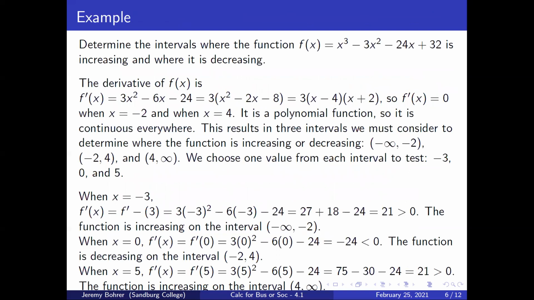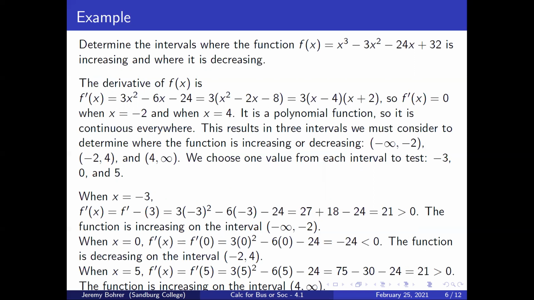Determine the intervals where the function f of x equals x cubed minus 3x squared minus 24x plus 32 is increasing and where it is decreasing. The derivative of f of x is f prime of x equals 3x squared minus 6x minus 24, which is equal to 3 times (x squared minus 2x minus 8), which is 3 times (x minus 4) times (x plus 2). So f prime of x equals 0 when x equals negative 2 and when x equals 4.